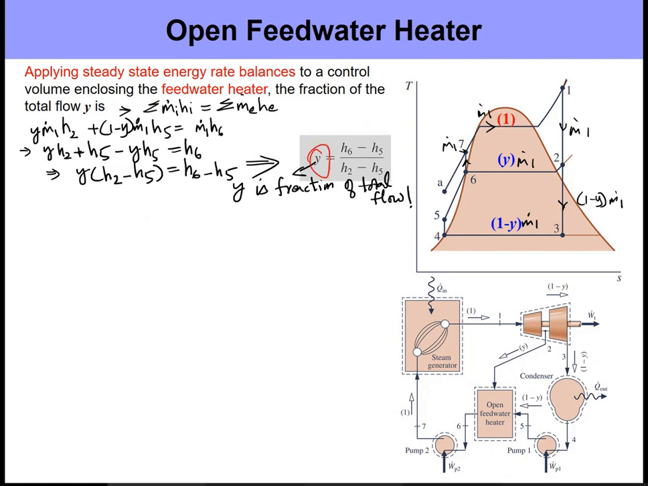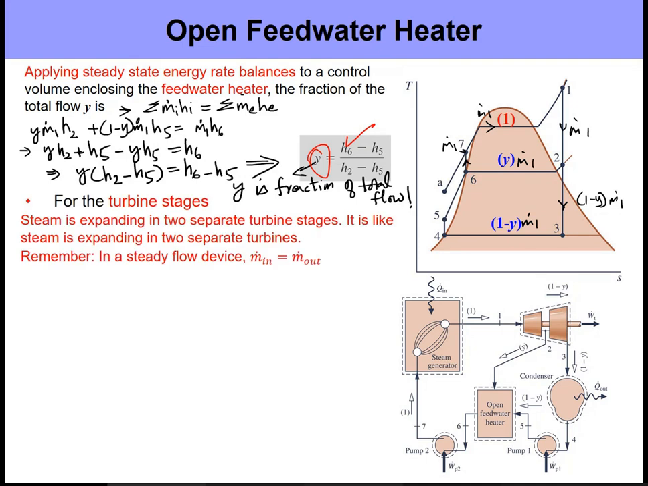You may be provided y and you may be asked to calculate the enthalpy at state 6, or the opposite may happen. So you should know how to use this. Now let's talk about the turbine stages. For calculating the work output of the turbine, it is convenient to assume that the steam is expanding in two separate turbine stages, because the mass flow rate in each stage is different. So for each stage, you can put m dot in is equal to m dot out and calculate the work output for the two turbine stages.